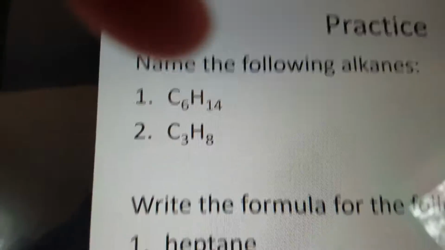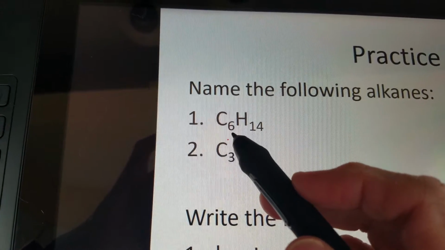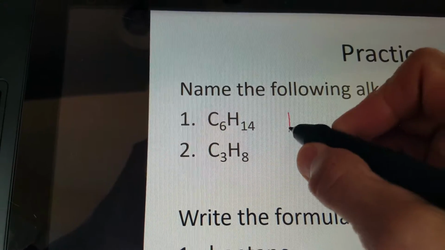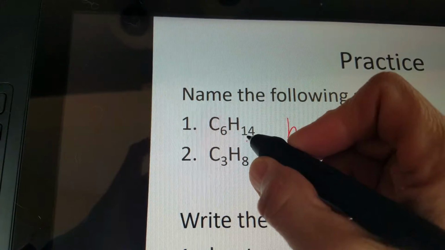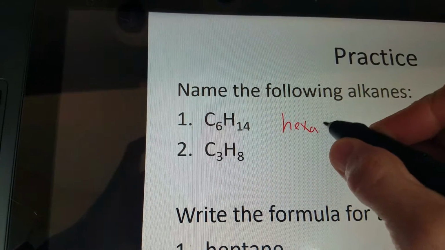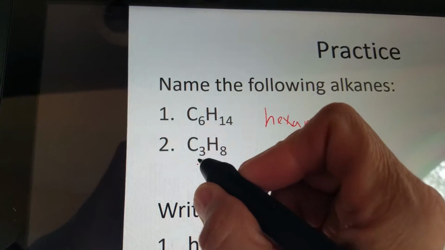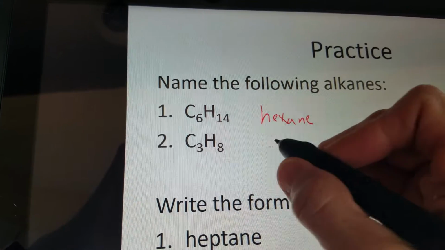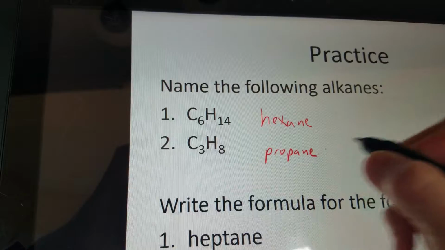So here's some examples. If we name these, you have 6. So the prefix for 6 is going to be hex. And since this is twice, which will be 12 plus 2, that'll be 14, this will be hexane. This one we've already done, but that was 3. So 3 times 2 is 6 plus 2, that's 8. So this will be prop for the 3 carbons, and then ane.